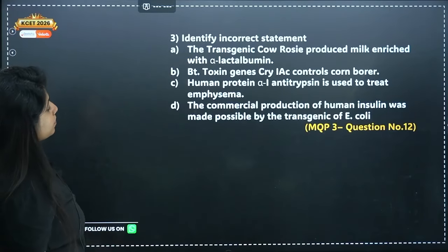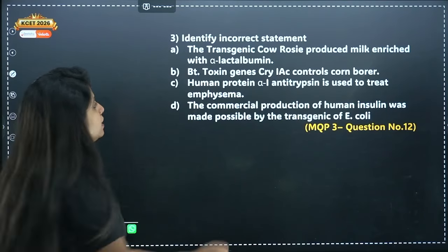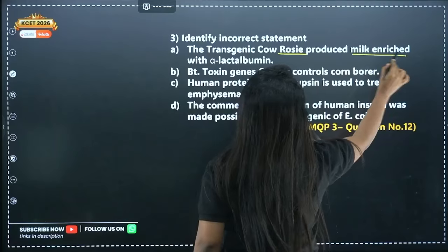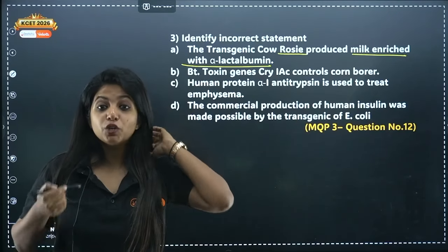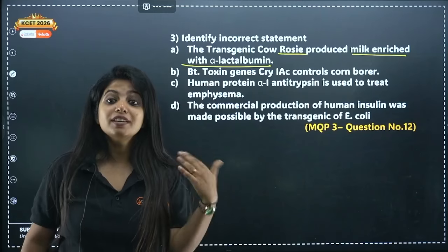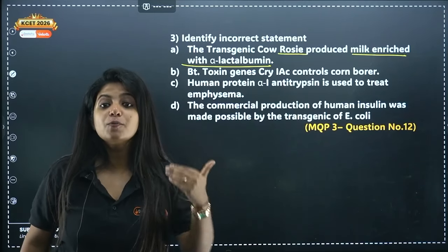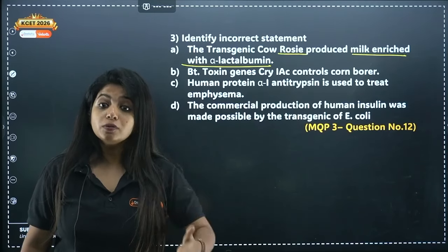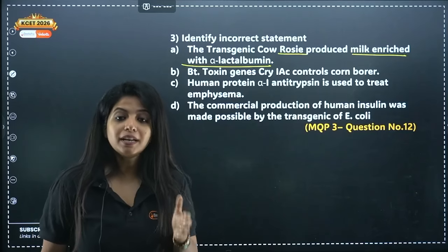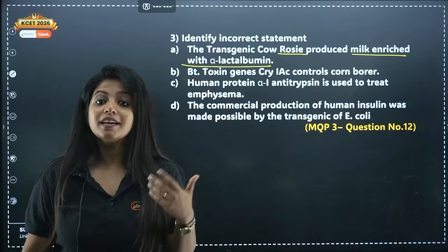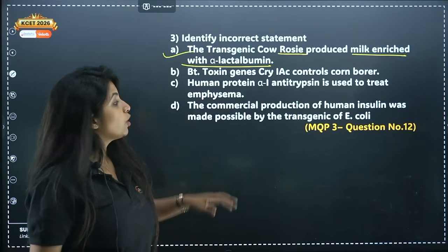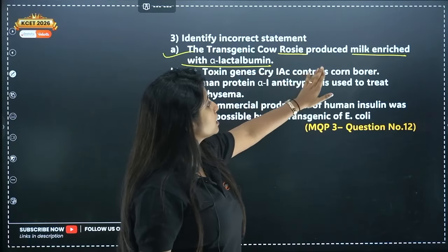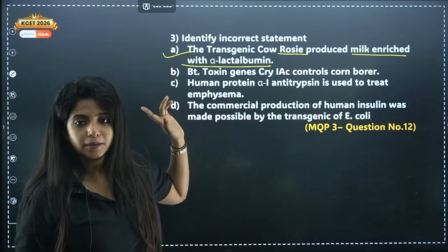Now, identify the incorrect statement. The transgenic cow Rosie produces milk enriched with alpha-lactalbumin. You know, alpha-lactalbumin is a human milk protein, and now we have made the cow produce it. The transgenic cow Rosie is producing milk which is enriched with alpha-lactalbumin. Is it possible? Yes. That is done using genetic modification. Now, Bt toxin genes CRY1AC control corn borers. I'll come to this part.